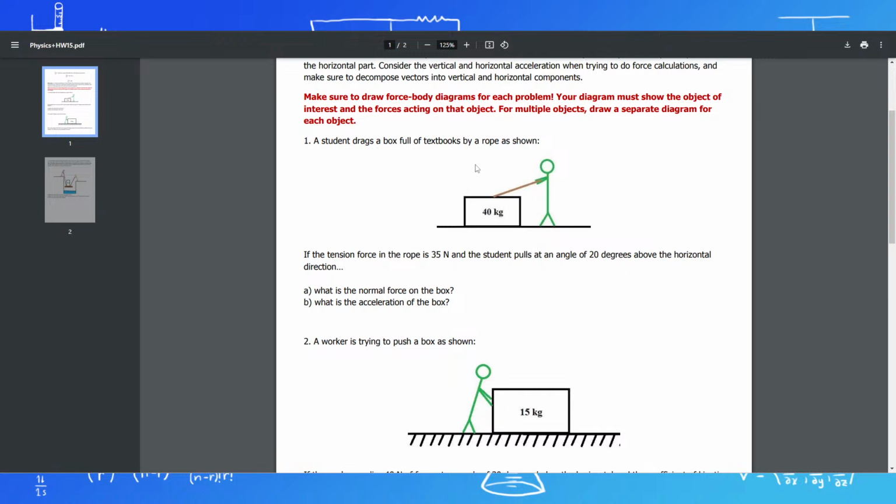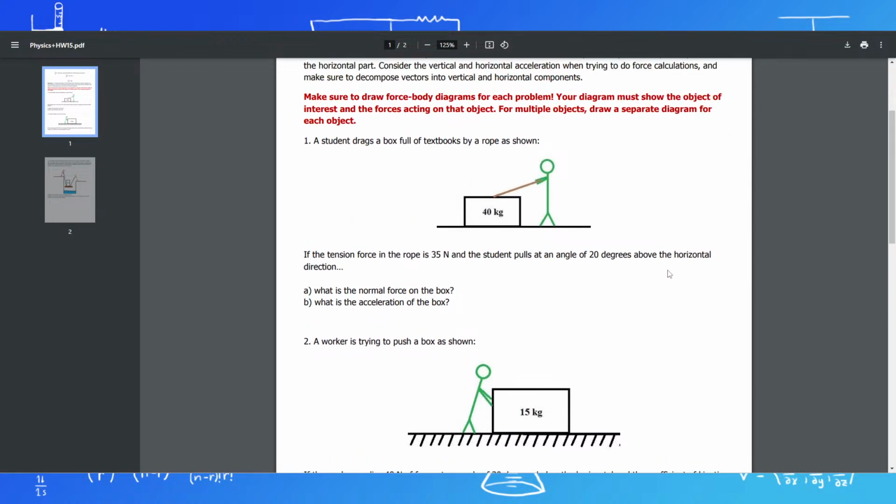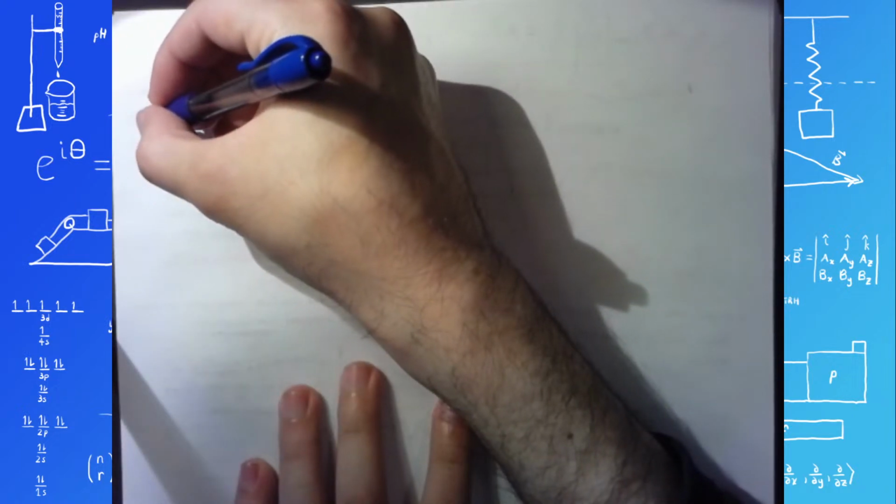so scenario 1, we've got a student drags a box full of textbooks by a rope as shown. So we've got a 40-kilogram box. We've got a rope. It says the tension force in the rope is 35 newtons, and the student pulls at an angle of 20 degrees above the horizontal direction. What is the normal force on the box, and what is the acceleration of the box? Okay, that shouldn't be too hard. So 2-dimensional force problems, here we go.